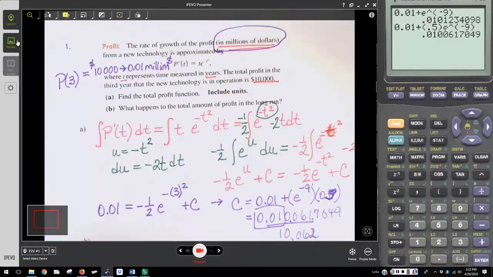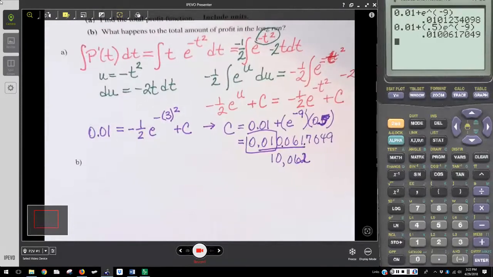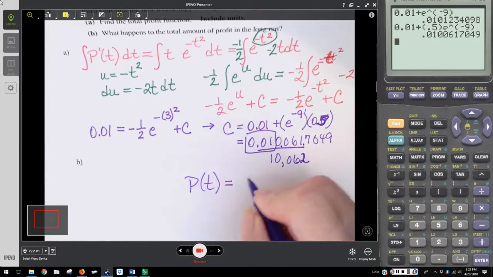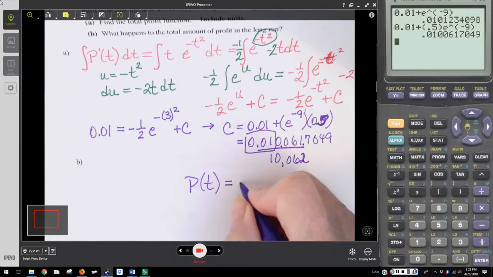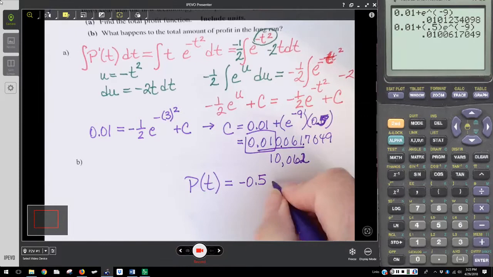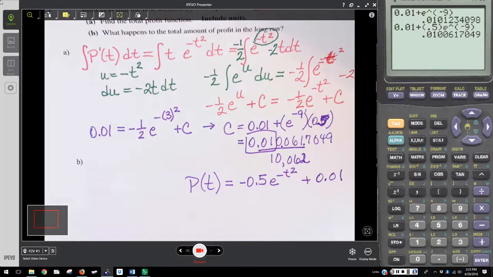So that means then that our total profit function, P of t, in reasonable terms, is negative 0.5 instead of the 1/2, because that's easier to deal with, times e to the negative t squared plus 0.01. And then it says, what happens to the total amount of profit in the long run? Well, you can graph P of t, or you can graph the rate of change and interpret from there.